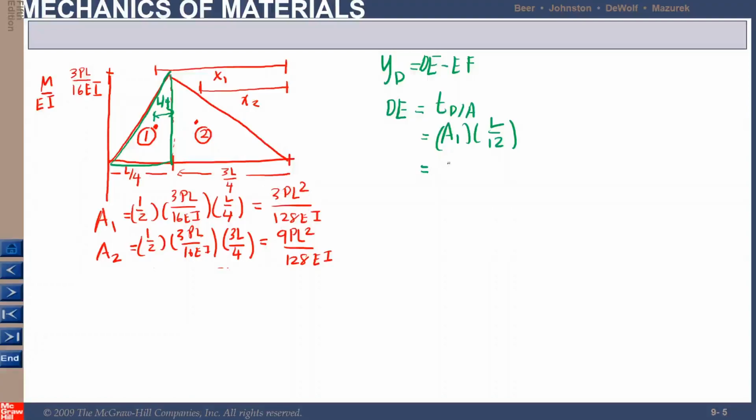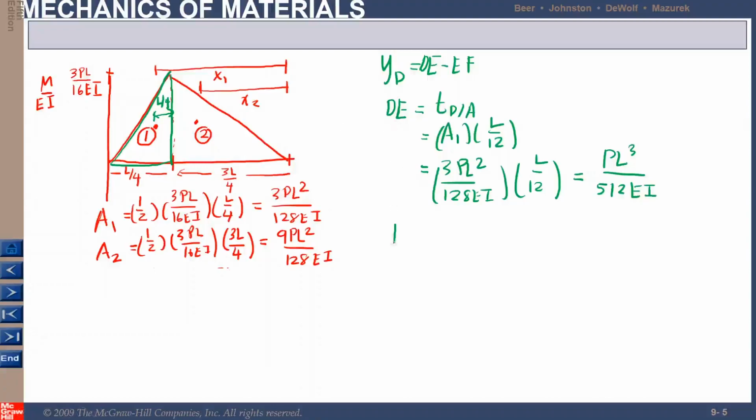So you will get 3PL square over 128 EI, times L over 12. So you will get the answer as PL cubed over 512 EI. So that is for our DE.